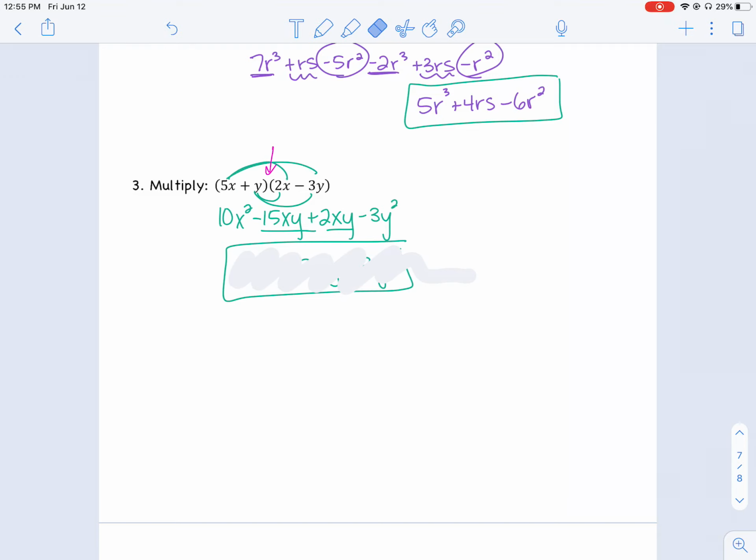It looks like I have a couple of like terms. The middle terms there are the like terms. And so I can combine those and say that my final answer is 10x squared minus 13xy minus 3y squared.